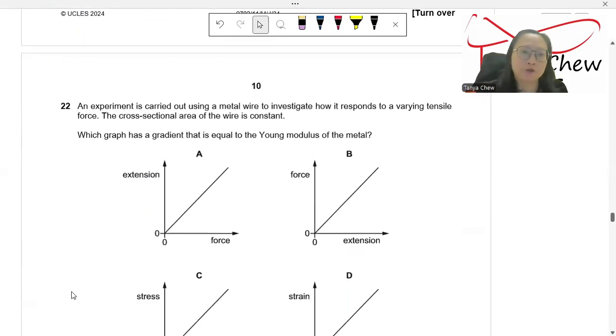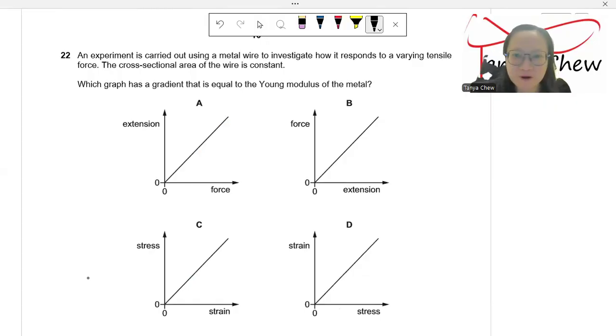Question number 22. An experiment is carried out using a metal wire to investigate how it responds to a varying tensile force. The cross-sectional area of the wire is constant. Which graph has a gradient that is equal to the Young modulus of the metal? Now, if you still remember, Young modulus is equal to stress over strain. So it is the gradient of the stress-strain graph. C is the answer.